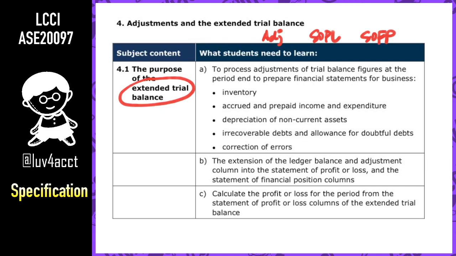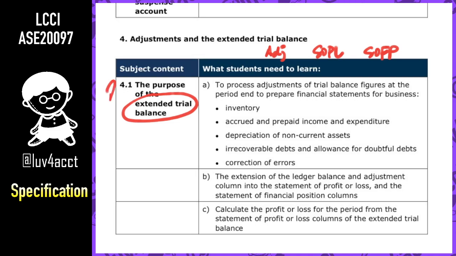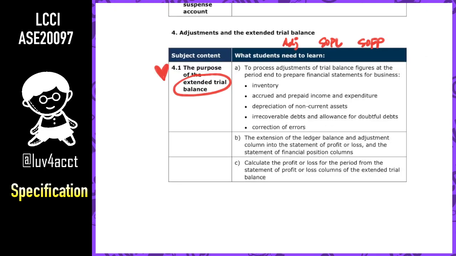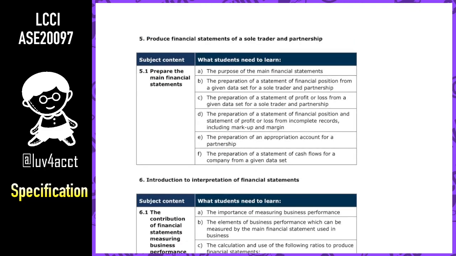But then we have to focus on this. This is one of the things that is new and that is big. And what's more important, it appears, this extended trial balance, at least the adjustment part, in almost every set of papers in level 3. So we have to focus a little bit on this. Next one would be the financial statements.